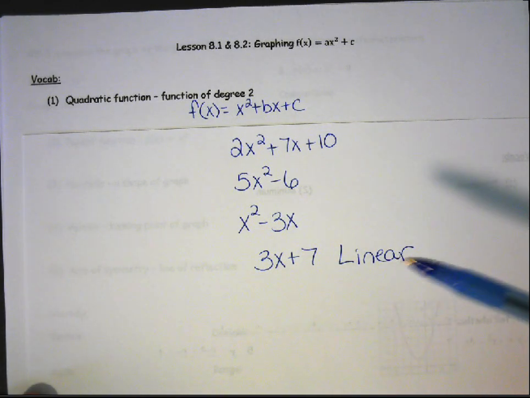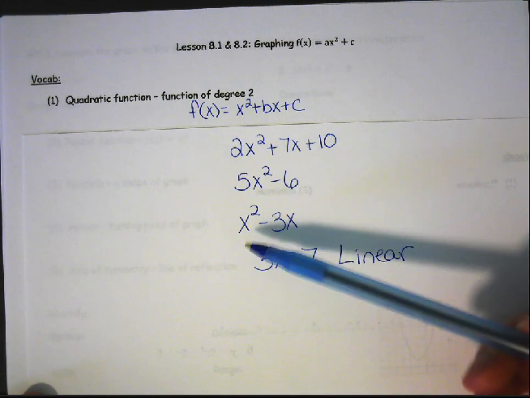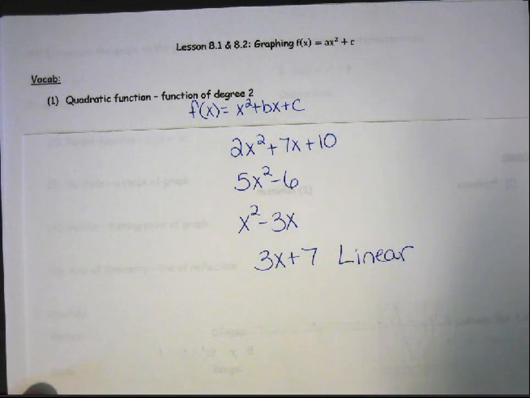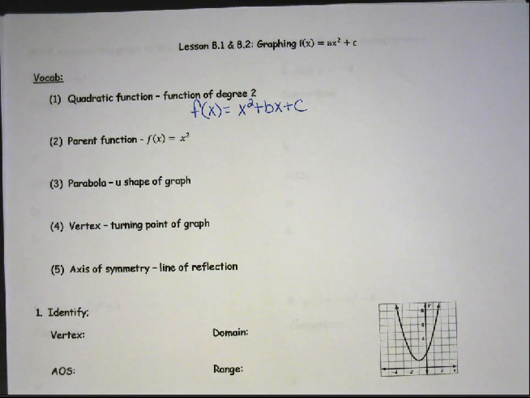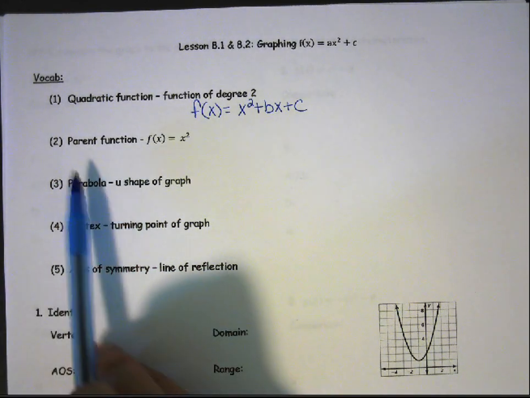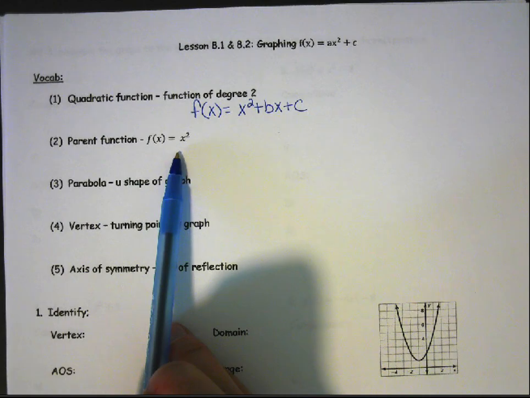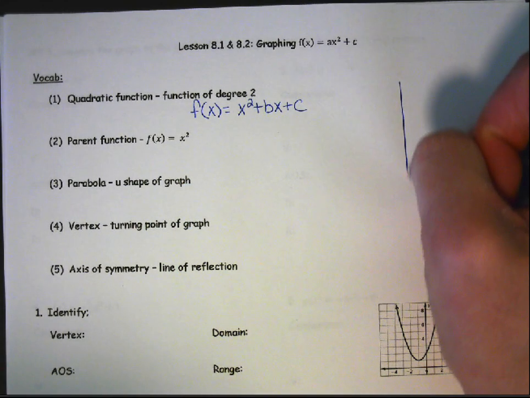So the whole idea behind this entire chapter, really, chapter 8 and chapter 9, is what are we doing with these square terms, okay? So a few other vocabulary terms here. This is what they always refer to as the parent. So let me just kind of show you a quick sketch.